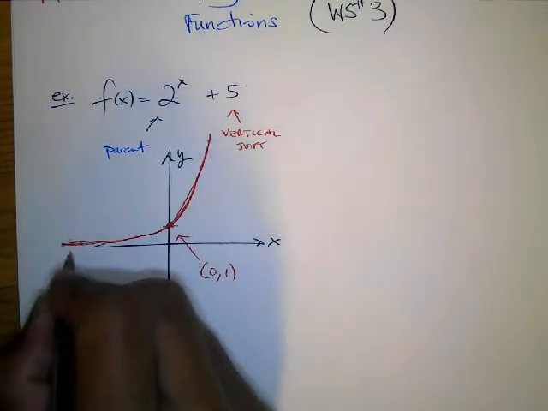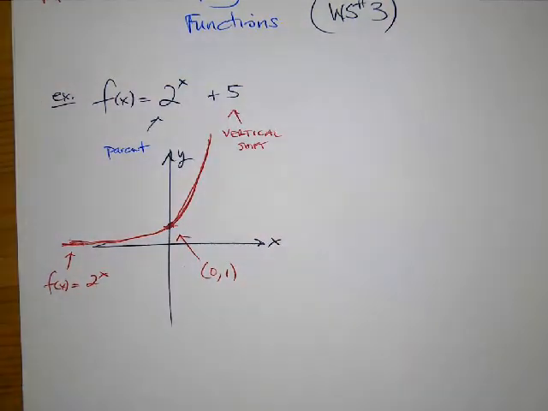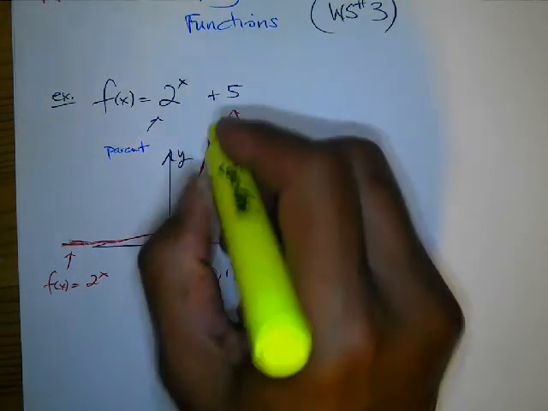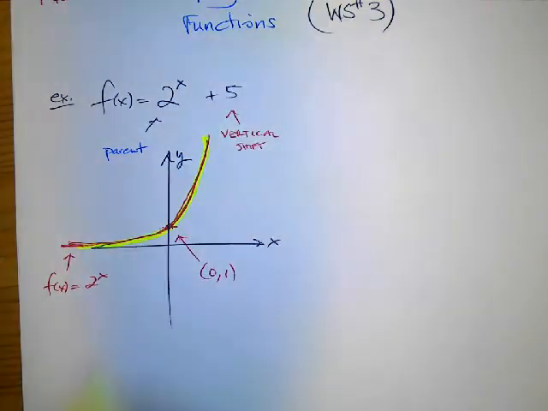This is the parent function. This one's just f of x is equal to 2 to the power of x. That's the original one. That's the one you have to start with. That's the one you're going to move. This is what we did. That's just the parent function.